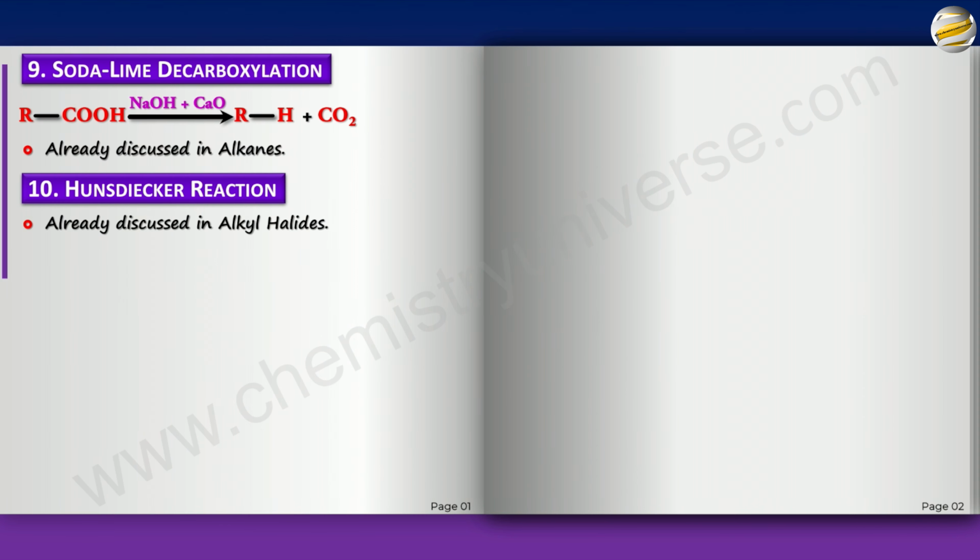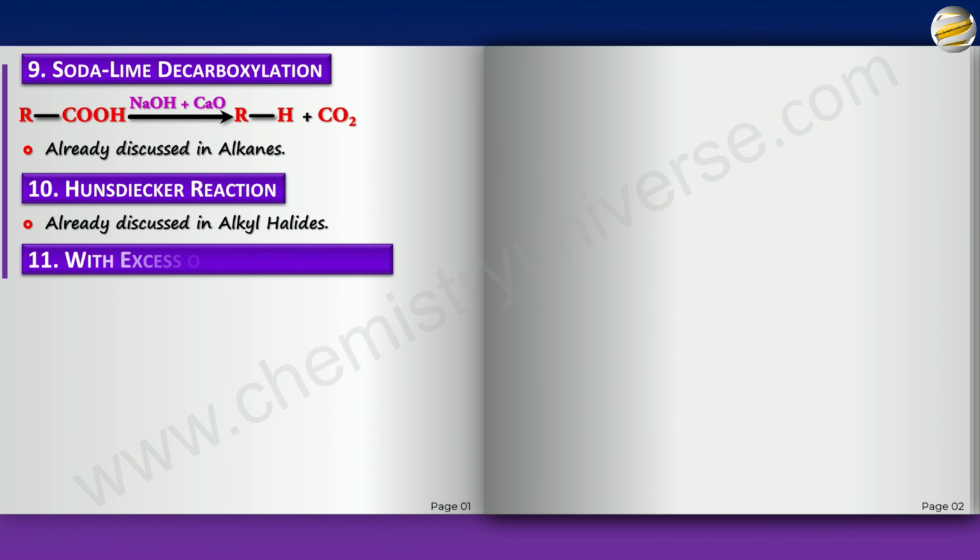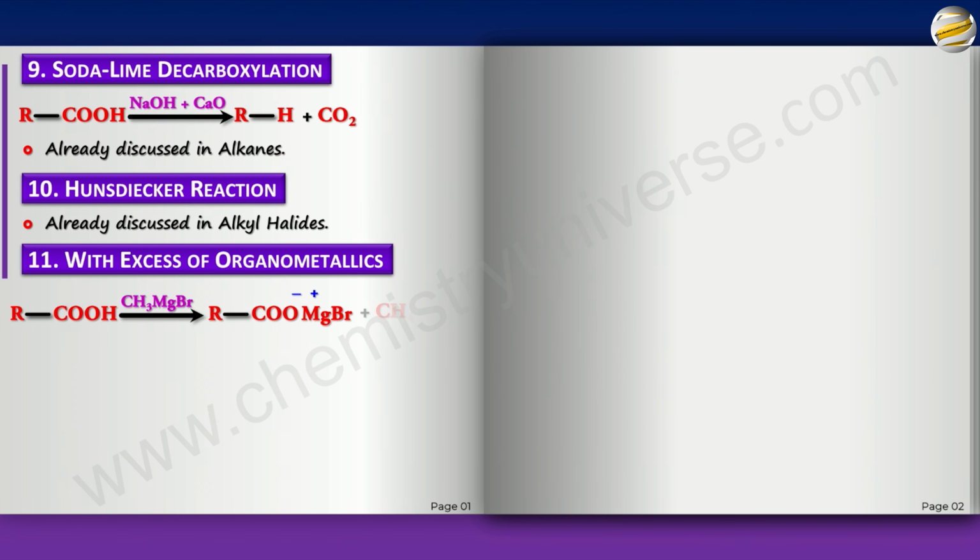The next one is with excess of organometallics. Now we've done this in organometallics where we did the reaction of carboxylic acids with both Grignard's reagent and alkyl lithium. The Grignard's reagent is pretty simple. It will take the acidic H and form methane gas. Nothing more happens. But organolithiums are highly reactive. So one CH3 would take up the H and form the lithium salt and form methane gas.